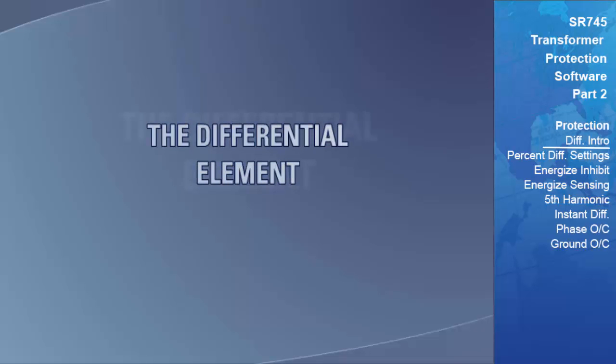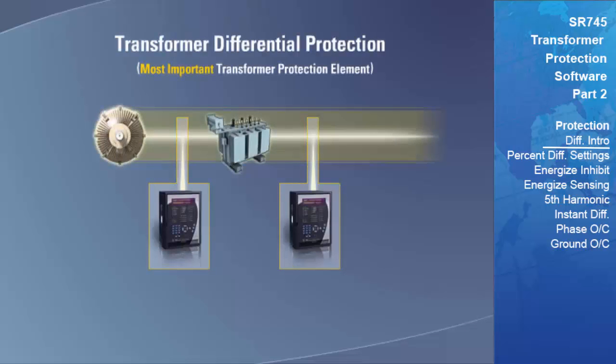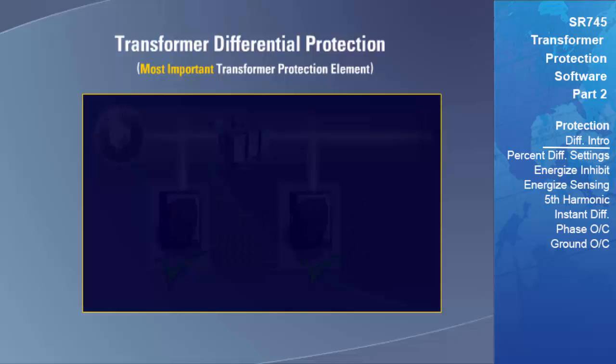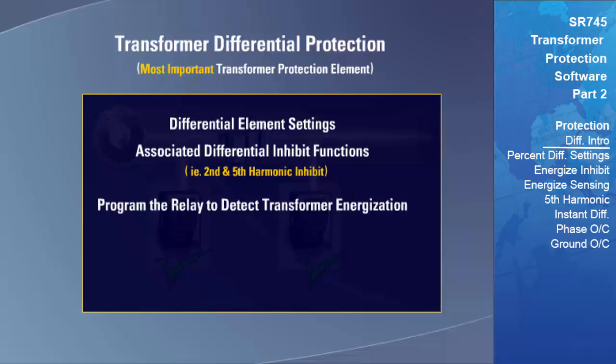The differential element. Differential protection is the most important protection element for transformer protection. It is only in very rare and specialized conditions, such as testing and commissioning, when the differential element will be disabled. In this section, we will examine the settings for the differential element, as well as associated differential inhibit functions, such as second and fifth harmonic inhibits. We will also program the relay to be able to detect the energization of the transformer.